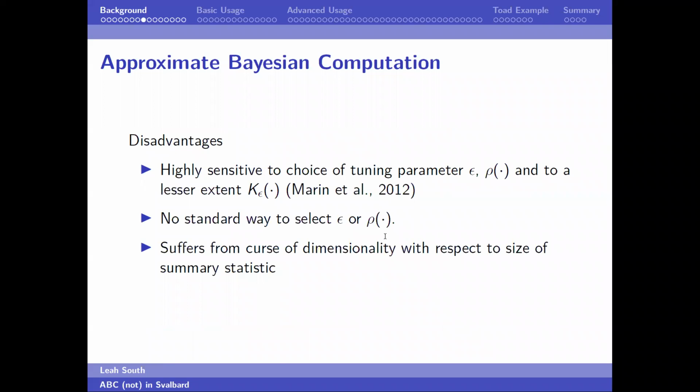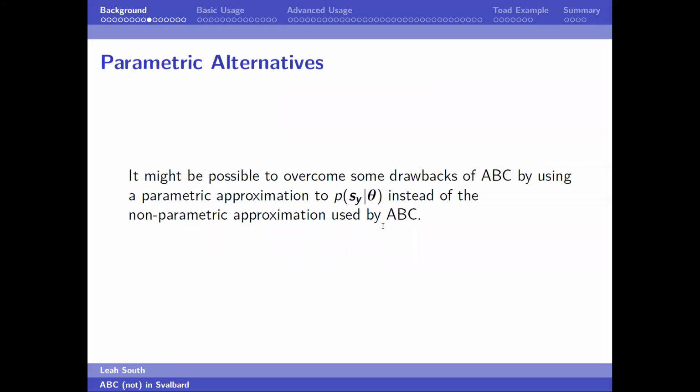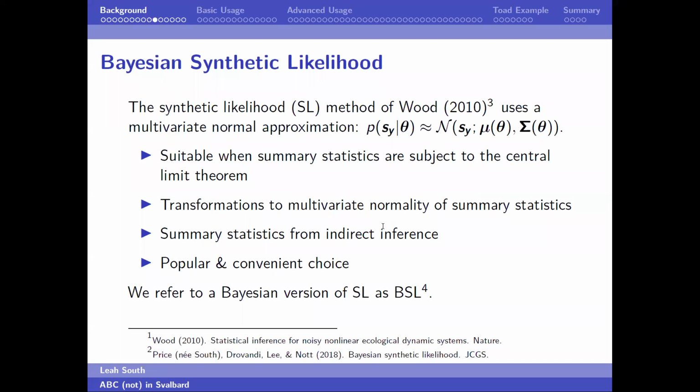Okay, so that's the non-parametric version, but unfortunately some problems with that is that it's highly sensitive to the choice of tuning parameter epsilon, to your discrepancy function, and to a lesser extent the kernel weighting function. Unfortunately there's no standard way to select epsilon or rho. It also suffers from the curse of dimensionality with respect to the size of the summary statistic. So that motivates a parametric alternative. It might be possible to overcome some of these drawbacks using a parametric approximation instead of the standard non-parametric approximation that's used.